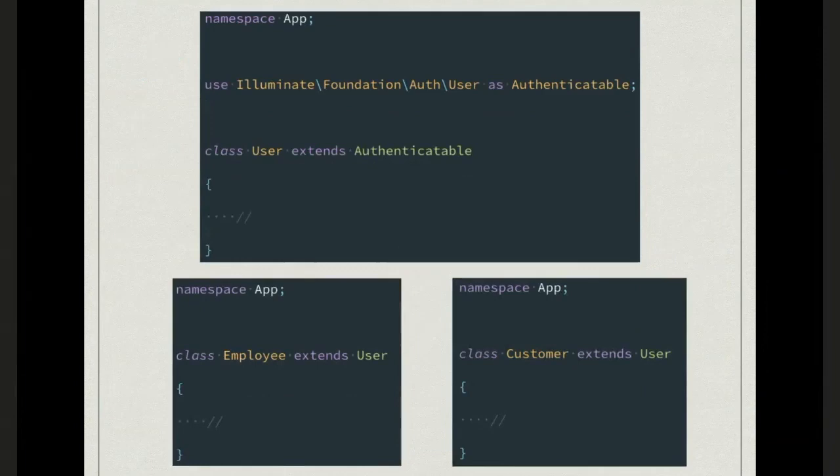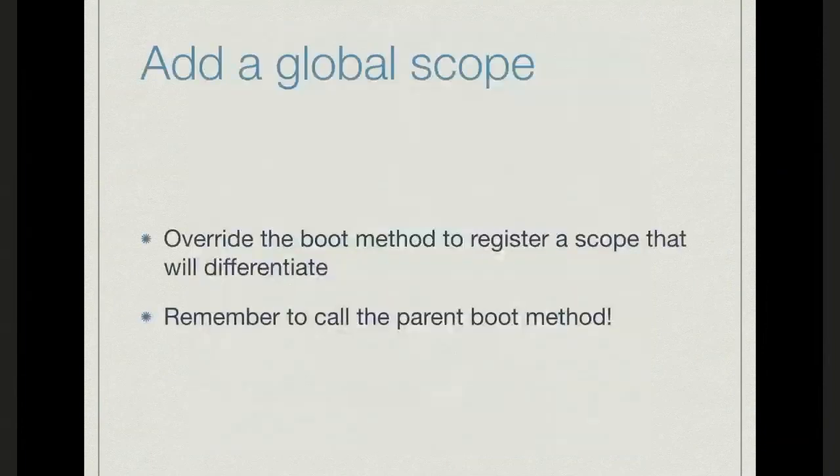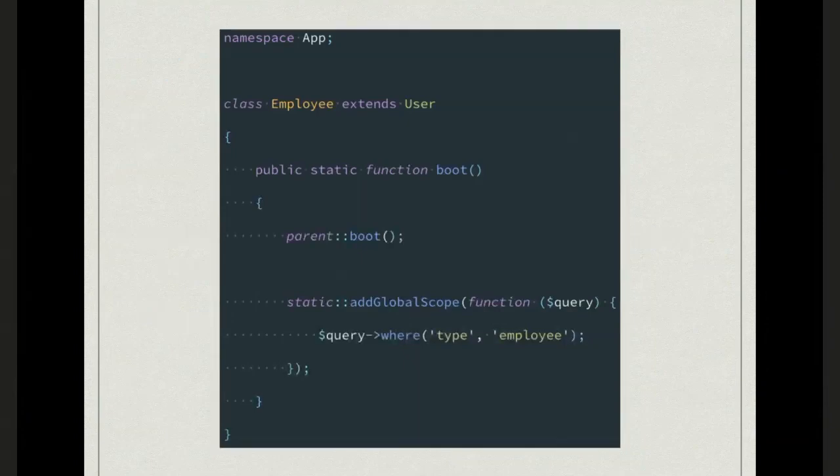So if we jump back into this, the next thing that we need to do is make employee and customer only work for those types of users, right? The way that we do that is by adding a global scope to each one of those classes, and we'll override a boot method. This will make a little bit more sense once we actually jump into code. So this is what this looks like.